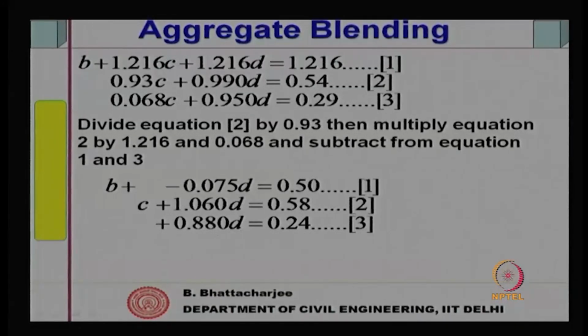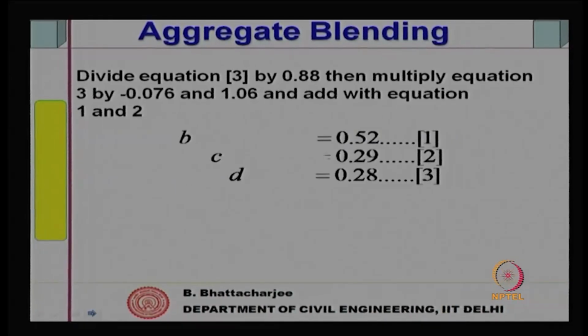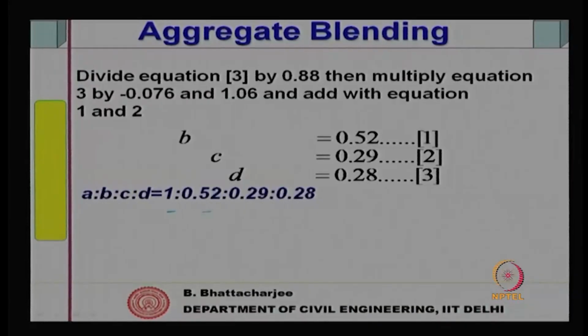Then the next step would be divide this equation by 0.88 and you get the value of D. So, multiply this by 1.060 and subtract from this, then you will get straight away the value of C, and if you do this process, you get B, C, D equals to 0.22, 0.29 and 0.28. You have assumed A equals to 1. So, A, B, C, D proportion of this is 1, 0.52, 0.29 and 0.28. So, proportions is what we are looking at, therefore, A, B, C, D proportions we can get.